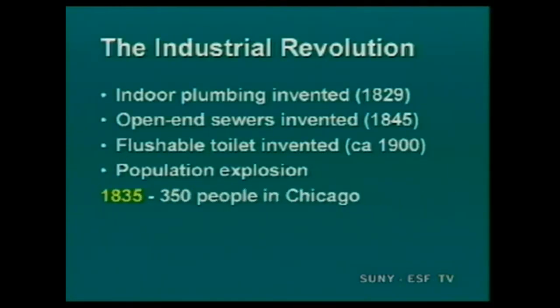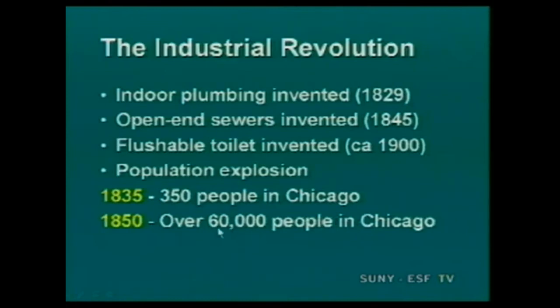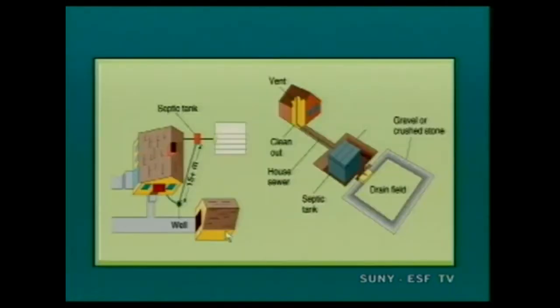And to give you an idea how systems changed and how waterways were impacted, think of this. In 1835, there are about 350 people in Chicago. And about 20 years later, over 60,000 people. So, several orders of magnitude more stress on the environment through nutrient loading.